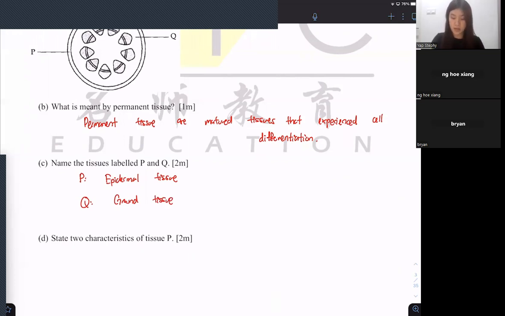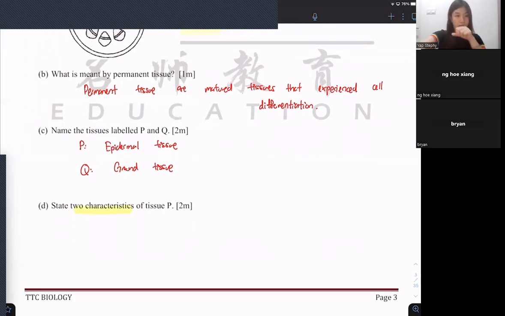Okay. State two characteristics of the tissue P. So this one is for the stem. For the epidermal tissue of the stem, what characteristic? Yes, very good. You can write about the cuticle, the waxy layer, the waterproof one. So you can write now: have a waxy and waterproof layer called cuticle.